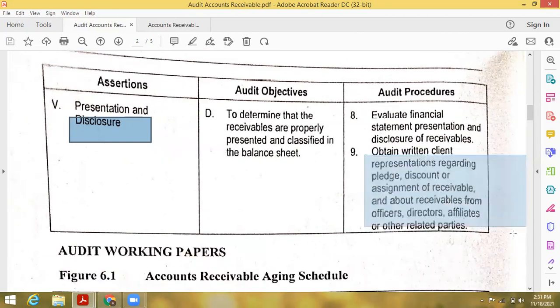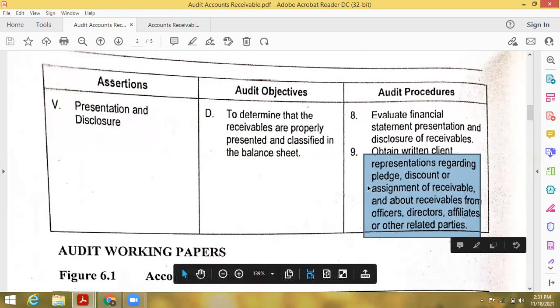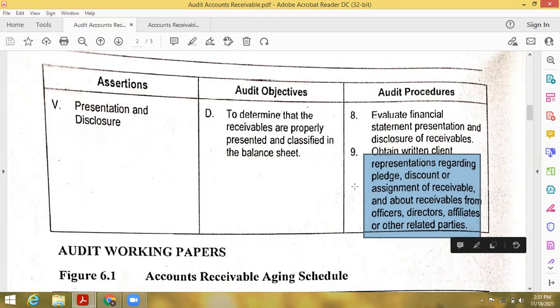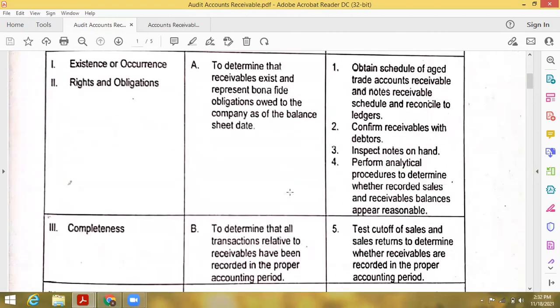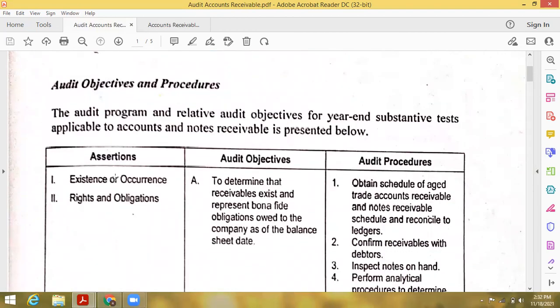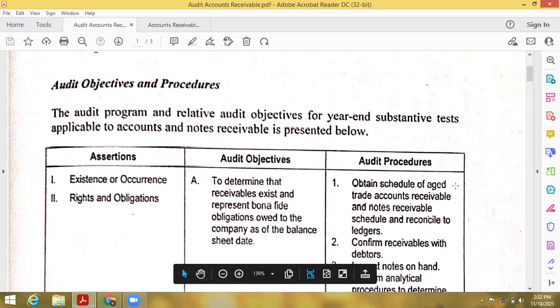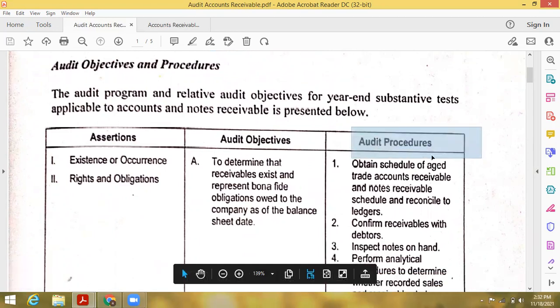Dapat may pwede daw tayong manghingi ng letter na nag-pledge sila, na talagang may utang kami sa company. So, ganon yung pag-audit natin ng receivable. We have assertions, ito yung audit objectives natin, ito yung mga dapat natin gawin regarding doon sa objectives natin na yan.